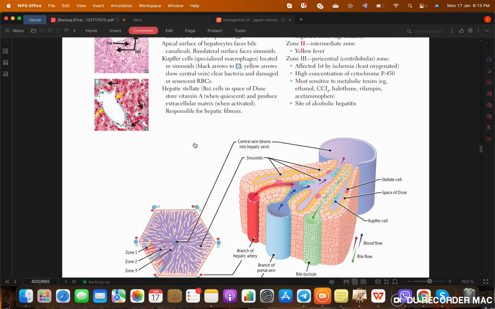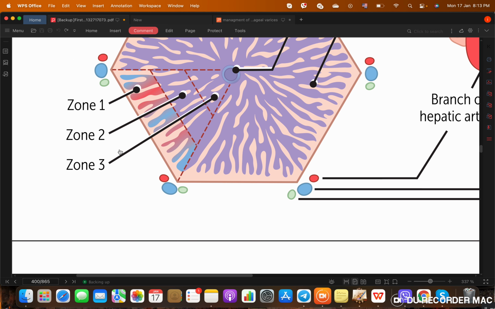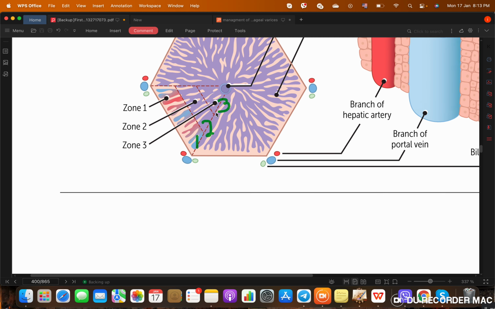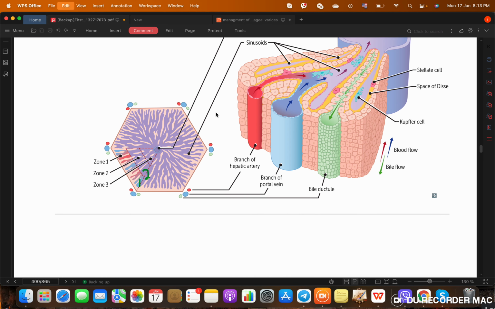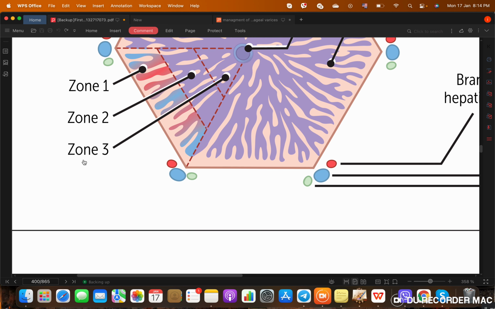If we speak about the oxygenated blood, you tell me, guys, is it more at the triad or at the central vein? The oxygenated blood. At the triad, because it has an artery in it. Absolutely. So which area is going to suffer from hypoxia the most? Is it area 1, 2, or 3? 3, absolutely, yes.